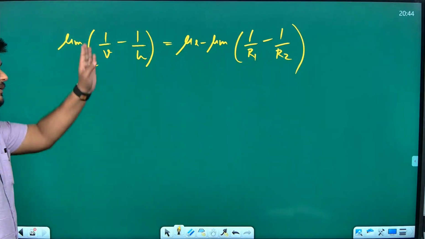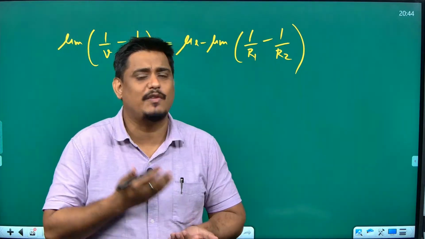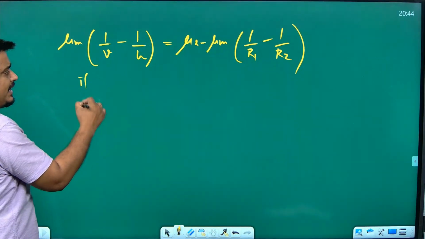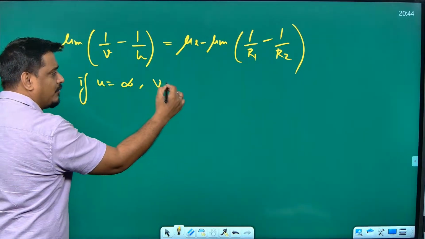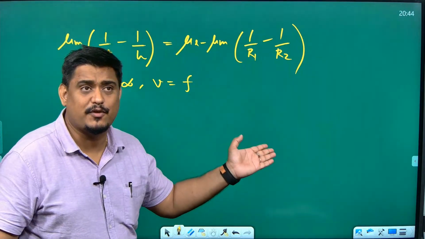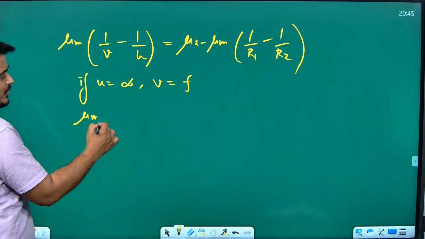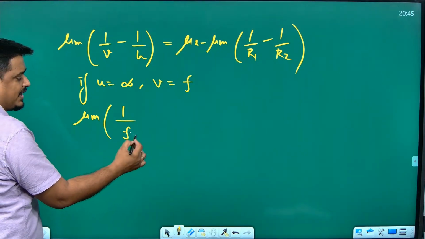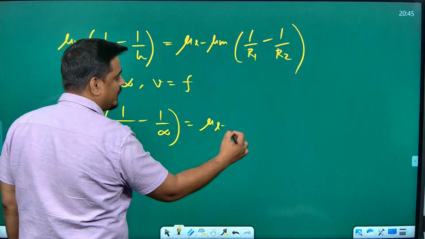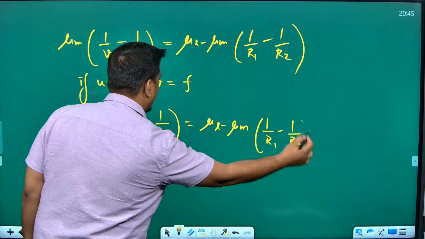Now don't say I'll write 1 by F here. We have not derived until now that 1 by F is equal to 1 by V minus 1 by U. But what we can do, see here, if U is equal to infinity, V is equal to F. When the object is at infinity, where does the image form? At focus. So I am going to put mu m into 1 by V, which is F, minus 1 by U, which is infinity, is equal to mu L minus mu m into 1 by R1 minus 1 by R2.